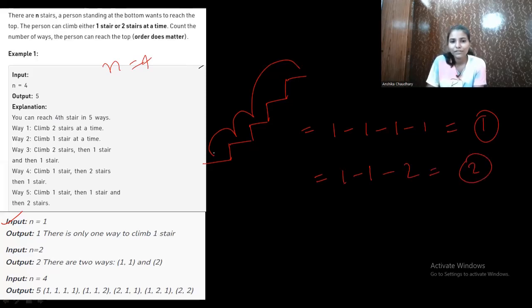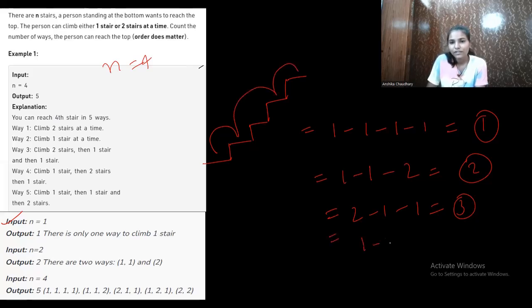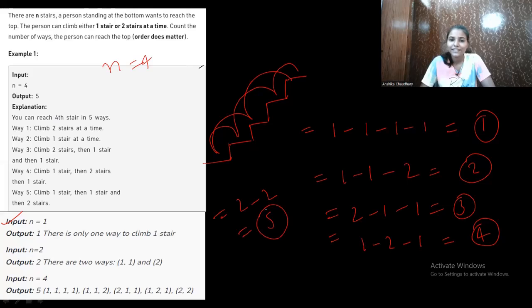Now, suppose the person first took two steps, then he took one and one. Okay, so this is the third possible way. Now if he first takes one step, then takes two steps and then one, this is the fourth possible way. Now what he can do is take directly two and two steps. So two steps and two steps, and he is at the top, and this is the fifth possible way. Now is there any more way? No, there is no more such way that he can reach the top.